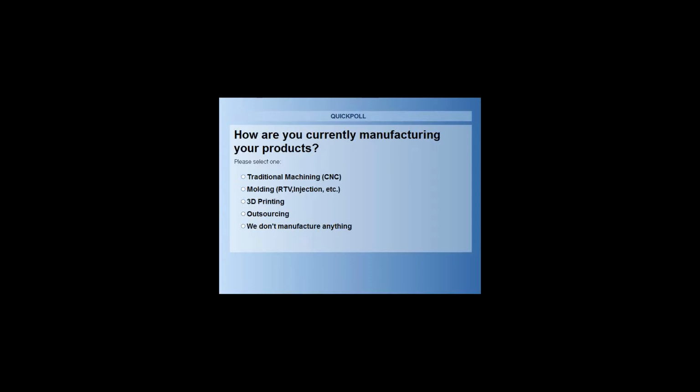So another quick question, and we'll capture all this data and use it later on, is how are you currently manufacturing your parts? Traditional manufacturing or traditional machining, so CNC or manual machining, some sort of molding, injection molding, RTV molding, what else is there, rim molding. Maybe you're 3D printing already, all right? Or are you not manufacturing anything, you're outsourcing? Or maybe you don't sell, maybe you're a service-oriented company.